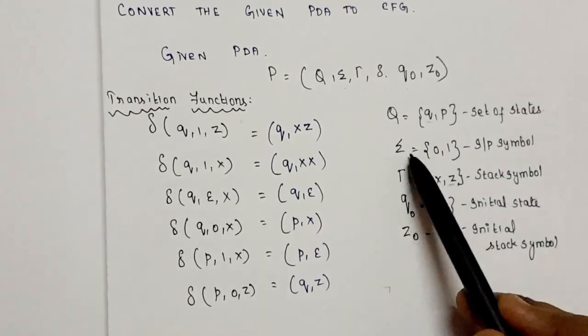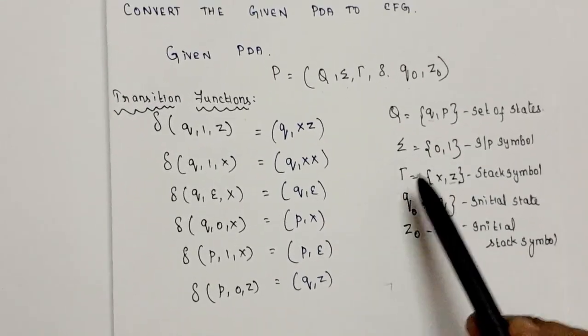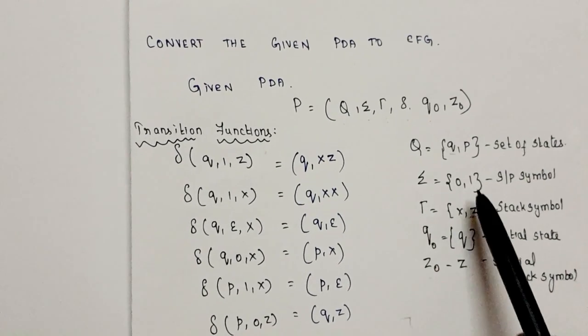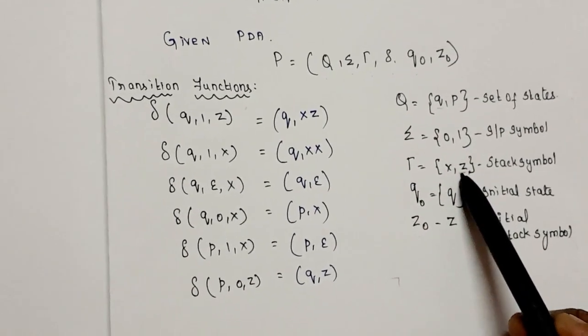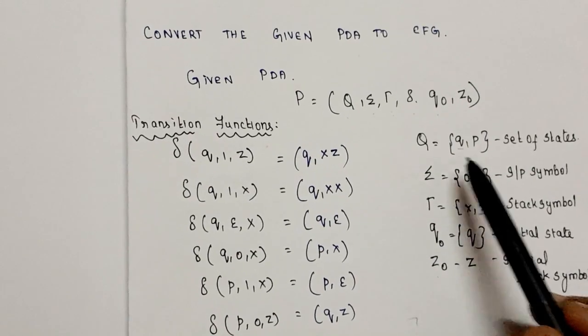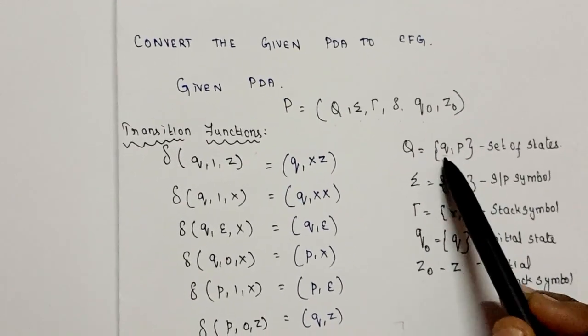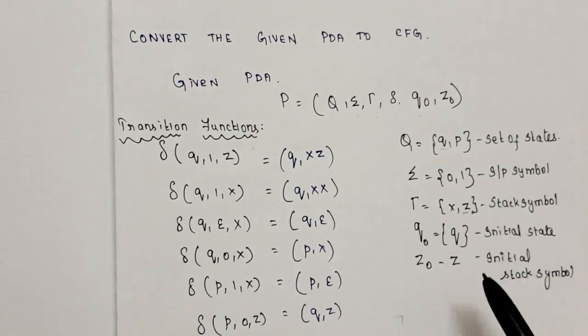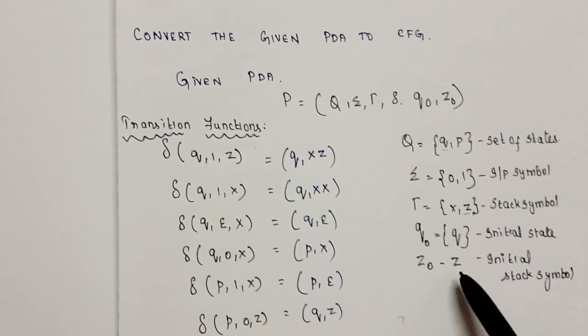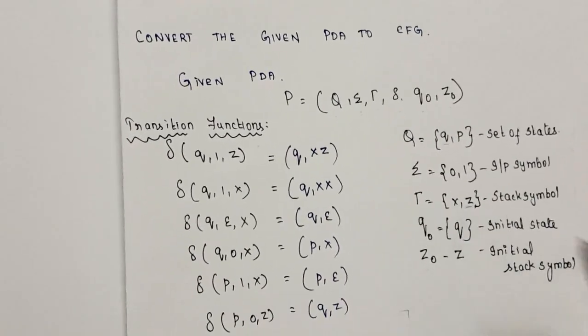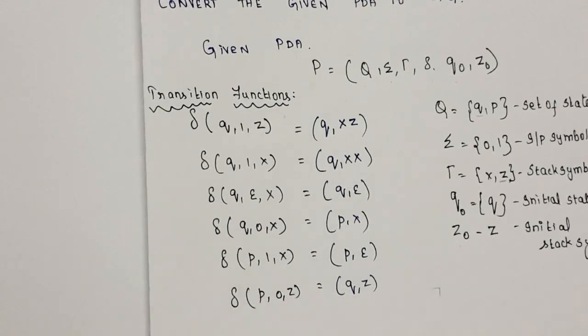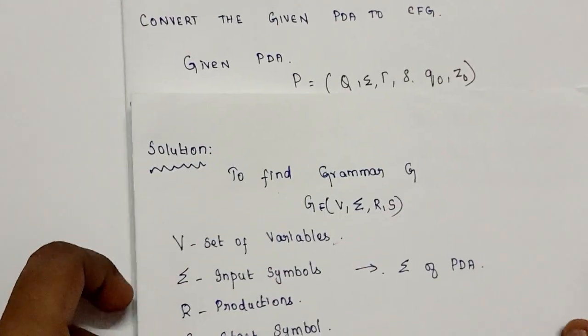Two states are here, and input symbols 0 and 1, stack symbols X and Z, and the initial state is Q. Out of Q and P, Q is taken as the initial state, and Z0, the initial stack symbol, is Z. So our objective is to find the equivalent grammar for this PDA.